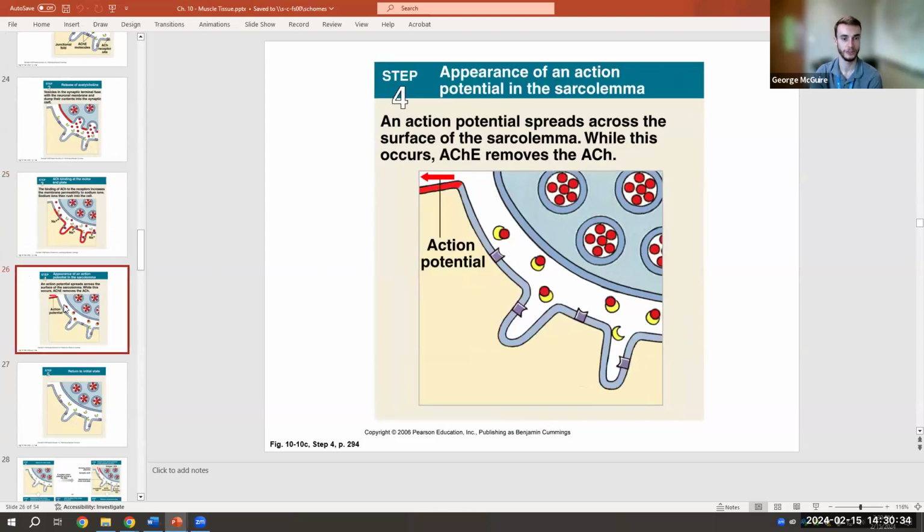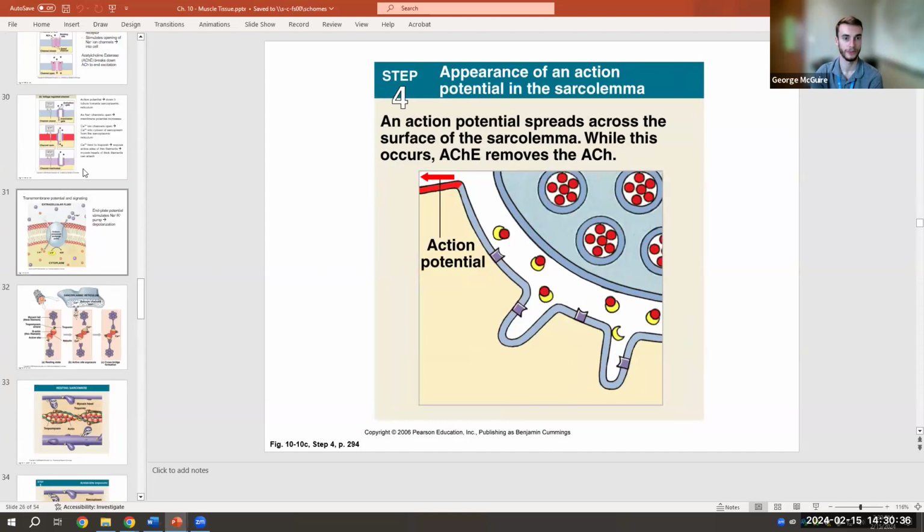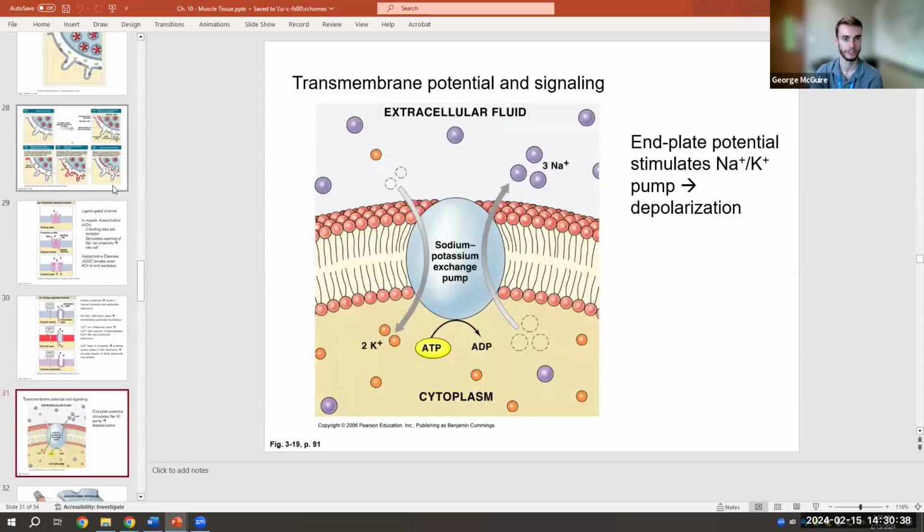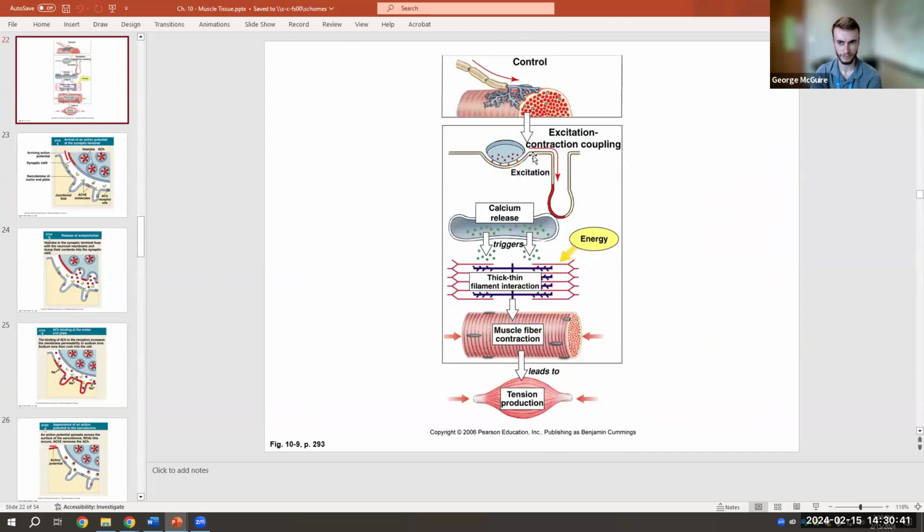That action potential continues all the way down the sarcolemma. Sorry, where's the image I had before? This one. All the way down the sarcolemma, down these T tubules until it reaches the terminal cisterns of the sarcoplasmic reticulum. And just like how the neuron released a whole bunch of acetylcholine when the action potential reached it, the sarcoplasmic reticulum is going to release a whole bunch of calcium when the action potential reaches it. And so that calcium floods into the muscle cell and is going to be able to interact with the troponin portion of the thin filaments.